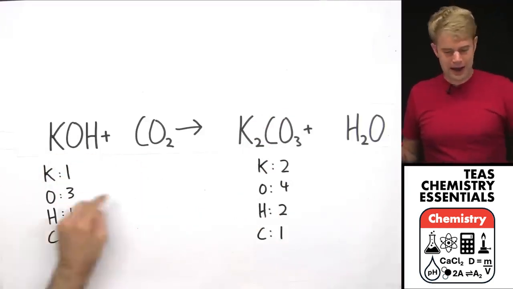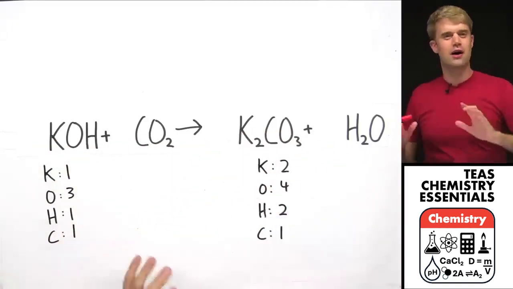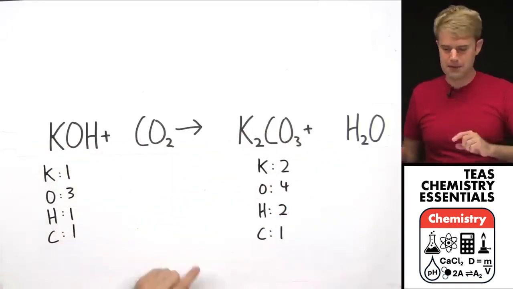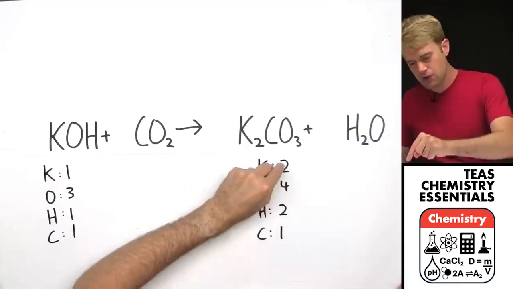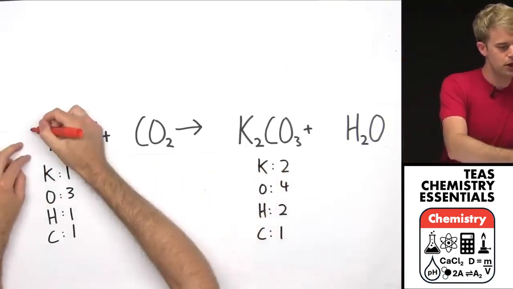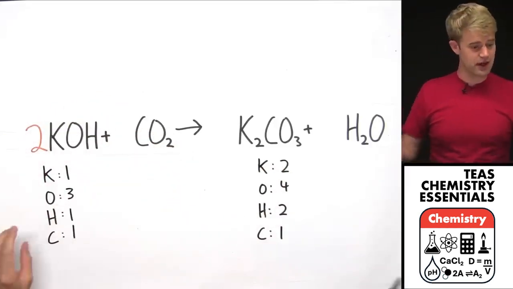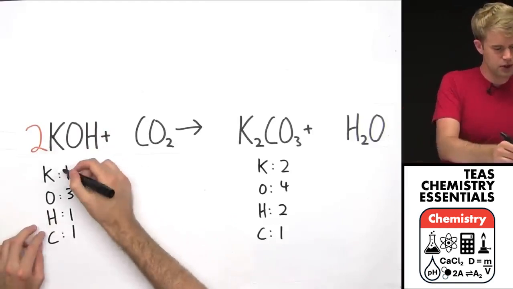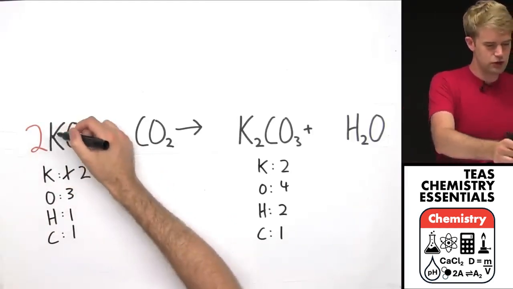Oxygen doesn't balance, but since oxygen is in every one of the compounds, I'm going to leave that for later. I'm going to start with potassium because it's easier, right? I have 2 potassiums here, but I've only got 1 here. So the first thing I'm going to do is put a 2 in front of this KOH, and let's see what that does. The first thing that's going to do is give me 2 instead of 1 potassiums, because I have the 2 times K.